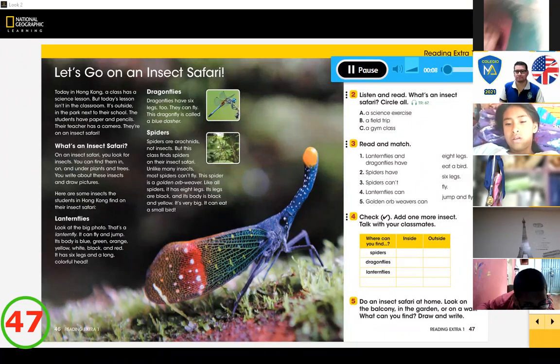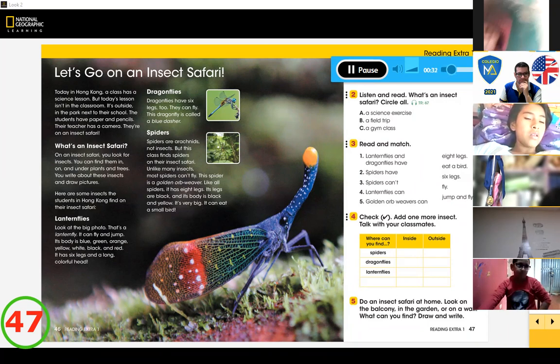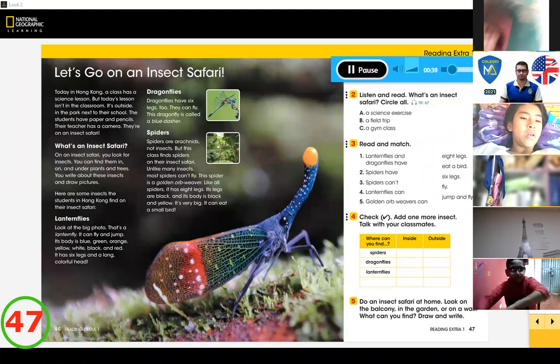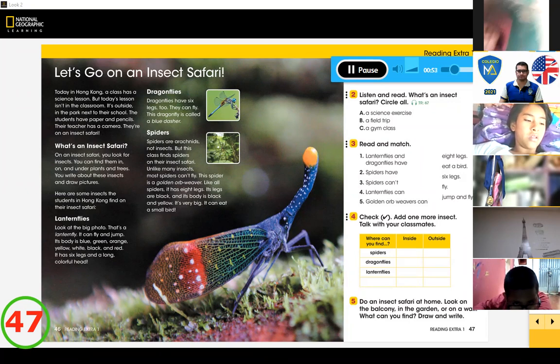Today in Hong Kong, a class has a science lesson. But today's lesson isn't in the classroom. It's outside, in the park next to their school. The students have paper and pencils. Their teacher has a camera. They're on an insect safari. What's an insect safari? On an insect safari, you look for insects. You can find them in, on, and under plants and trees. You write about these insects and draw pictures. Here are some insects the students in Hong Kong find on their insect safari.